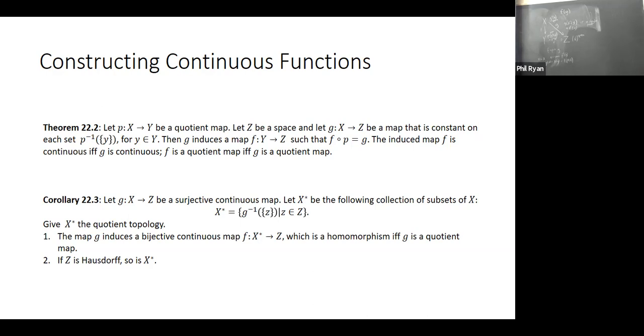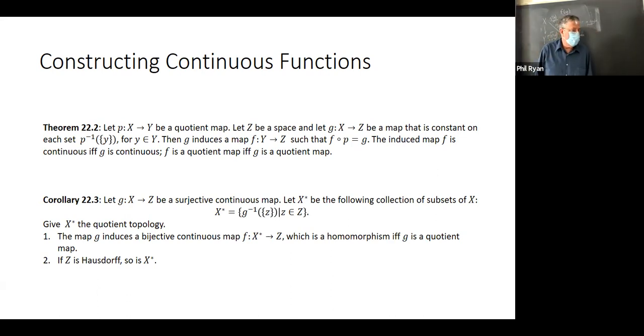So the only thing stopping a bijective continuous map from being a homeomorphism is if the inverse is not continuous. So the fact that you've got a quotient map, meaning you can push open sets back and forward, means that we do have a homeomorphism.